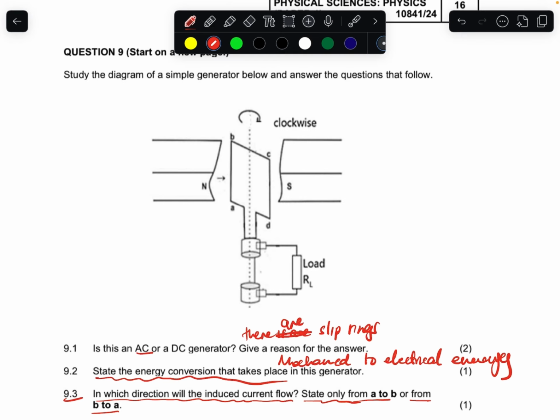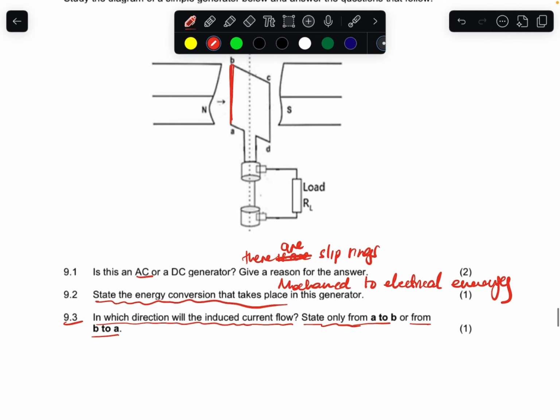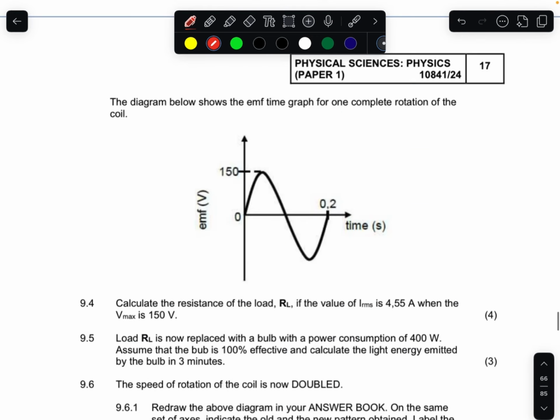It must point to the south, and we're gonna take this side, the AB. So the thumb is going to be up there, and the pointing finger is going to point to the south, and you will notice that the middle finger, the one for current, it's going from A to B. So the answer there is A to B, right?